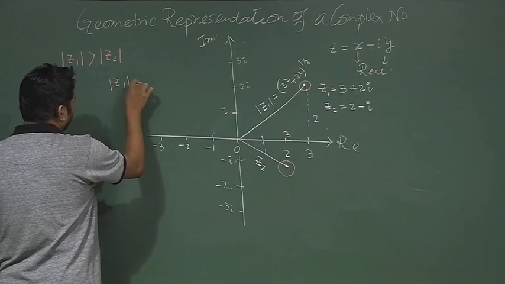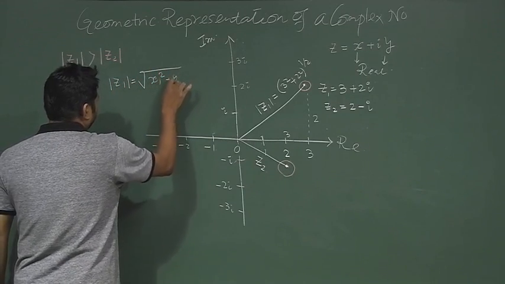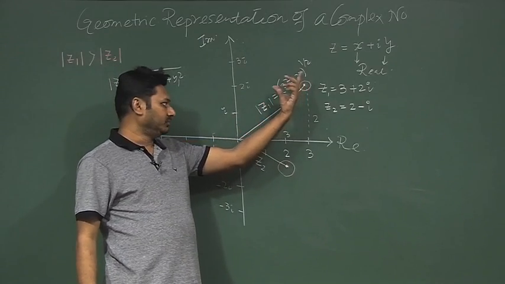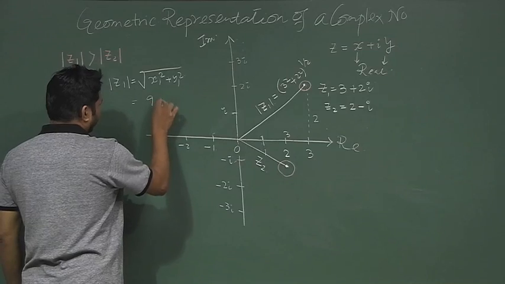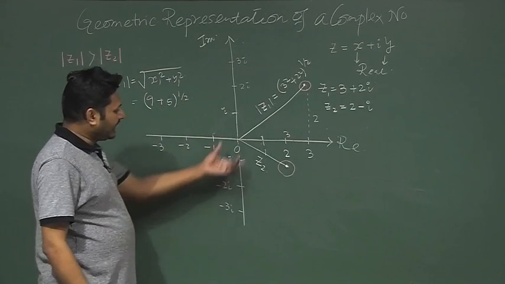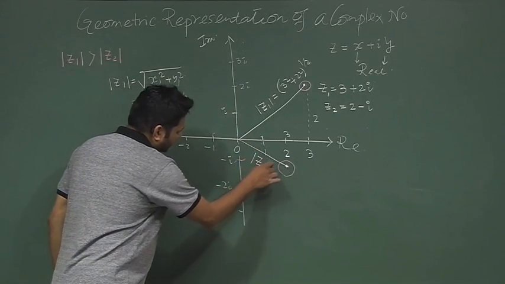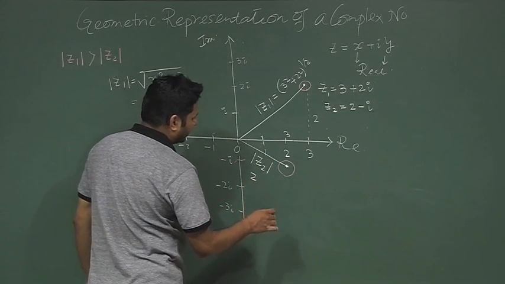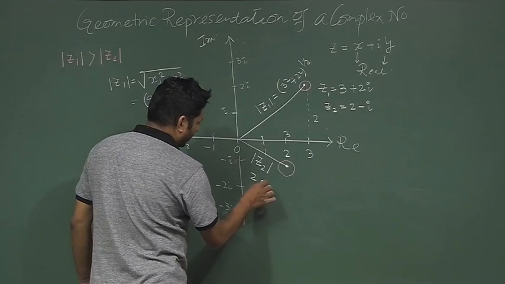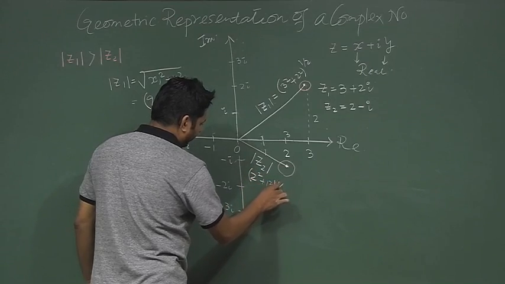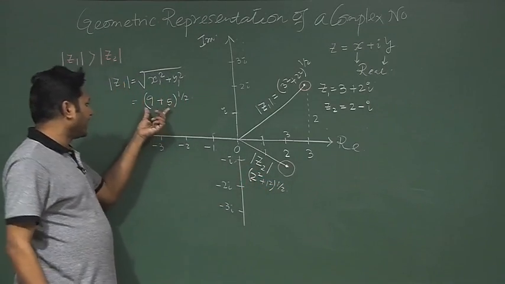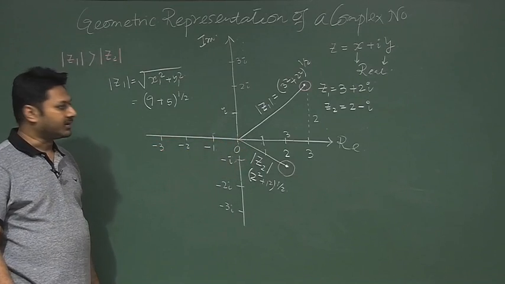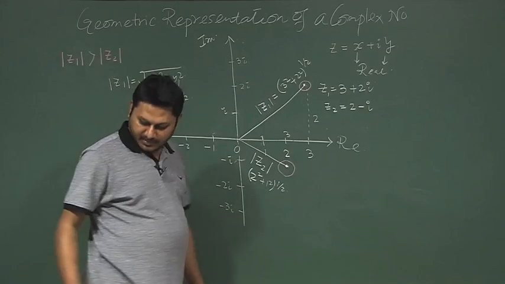So, mod of z1, we know by formula, is root over of x1 square plus y1 square, if it is represented by x1 and y1. Here it is 3 square plus 2 square to the power half, so 9 plus 4 whole to the power of half. In a similar way, this length, the mod of z2, is 2 square plus 1 square whole to the power half, which is root over of 5. Now I am saying that mod of z1 is greater than mod of z2, because it is giving you the length of these two points. Okay, so now I understand the meaning of this.